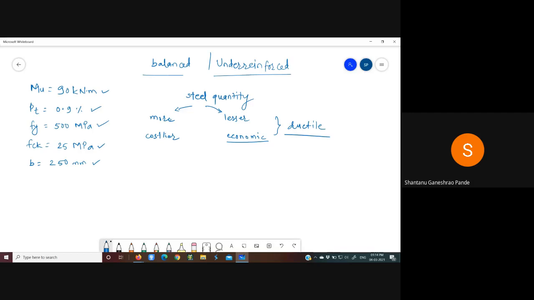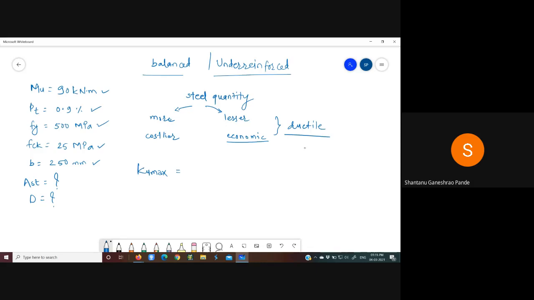So here you have been given the pt max value. We will first go for calculation of Ku max. Once we calculate the Ku max value, accordingly we will calculate the Ku value, and from that you can calculate the Xu value. Accordingly we can get the values of Ru and d. So here calculation we have to do for Ast. The percentage of steel is defined, but the quantity of steel is to be calculated. Also overall depth is not given, so that also you have to calculate.